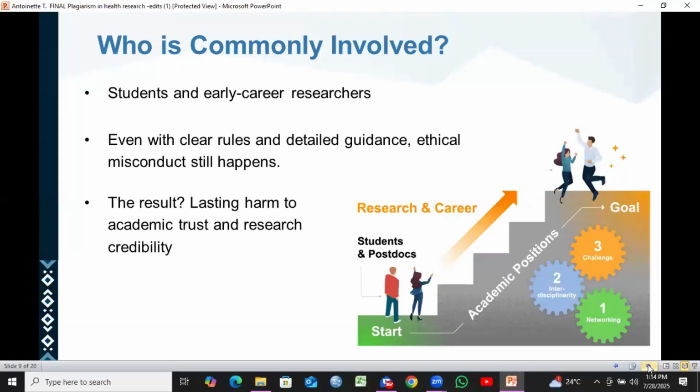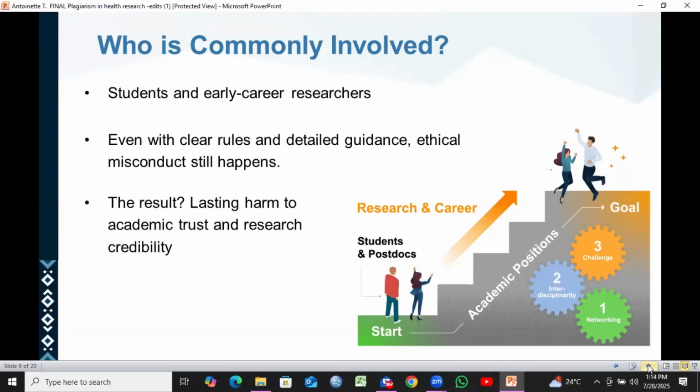But even with the clear rules and detailed guidelines that guide against ethical misconduct, ethical misconduct still happens. We have rules, we have guidelines, there are papers and articles that help us not to practice ethical misconduct, but yet it still happens. And now what is the result when this happens? It leads to lasting harm to academic trust and research credibility.